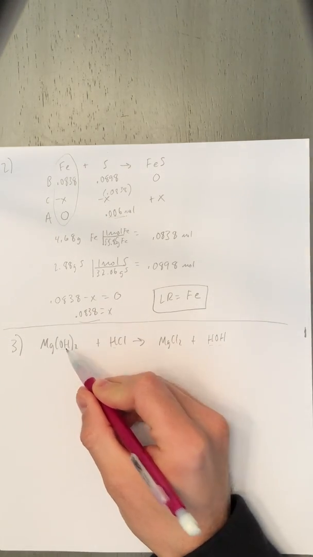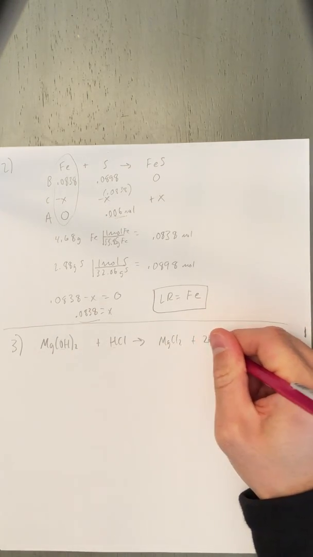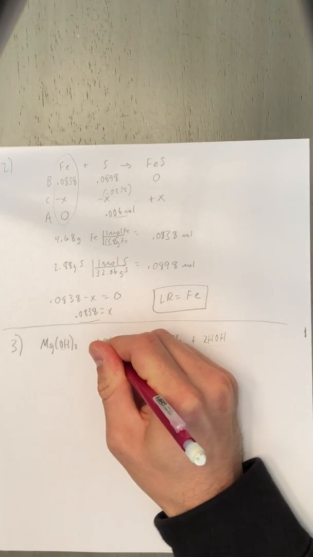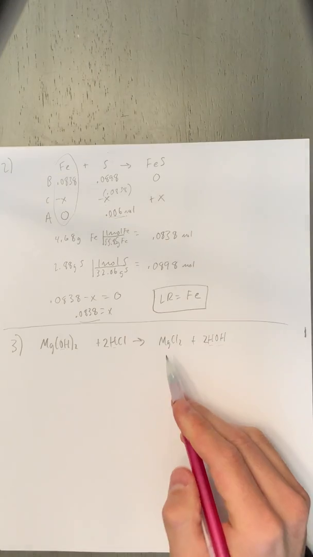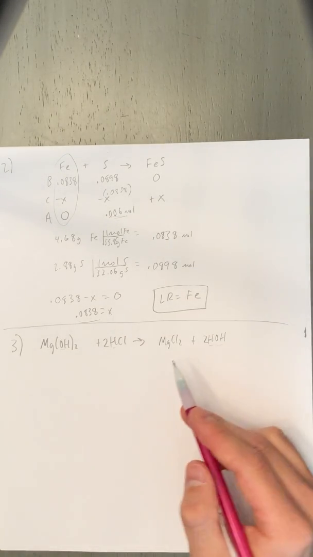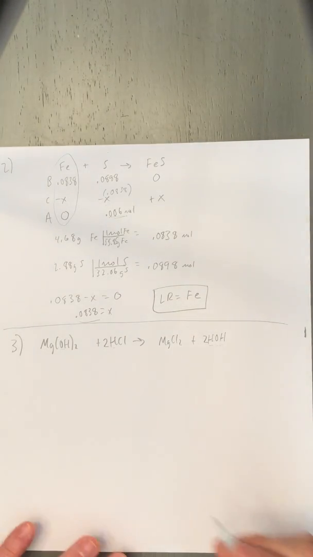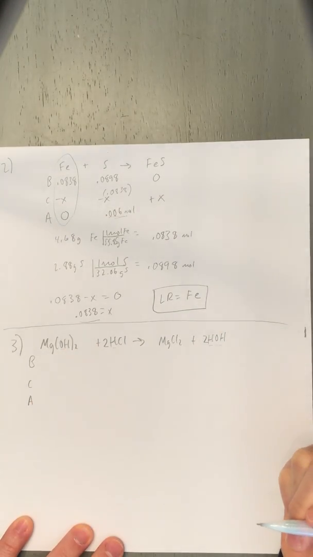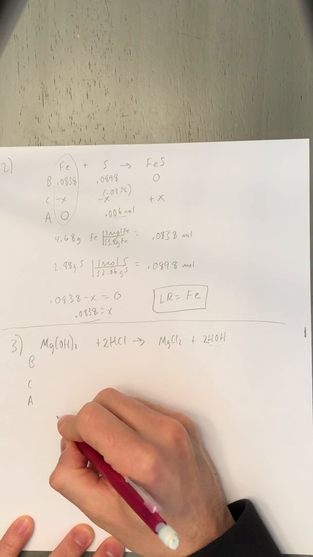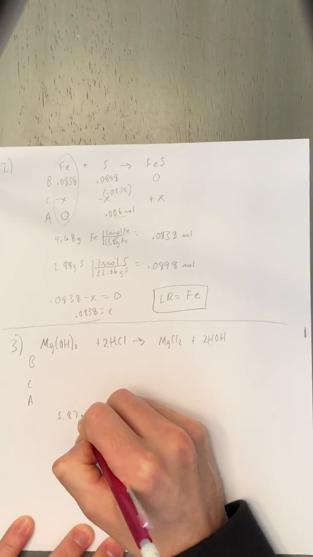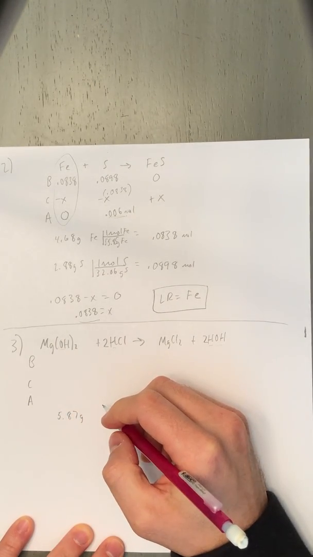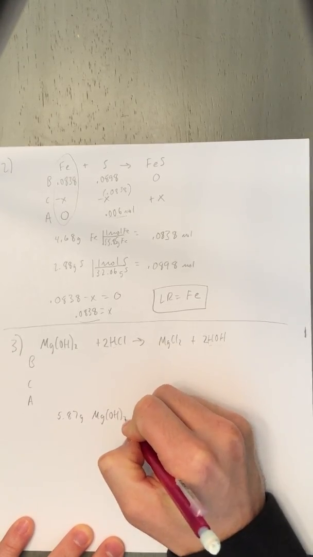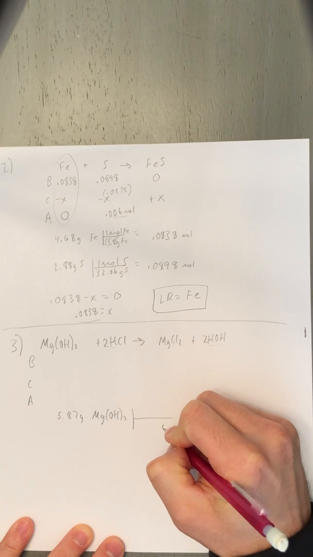And so I have 2 OHs here. I put a 2 there to get 2 OHs, but that gives me 2 hydrogens. So I put a 2 here to get 2 hydrogens. That's 2 chlorine. I have 2 chlorine there, and then magnesiums are balanced, so we're good there. And we can go ahead and make our BCA table. Again, you're given grams. So what do you have to do first? You have to convert the grams that you're given in the problem to moles. So I'll convert the grams of magnesium hydroxide into moles.